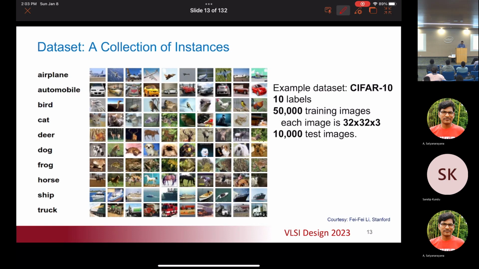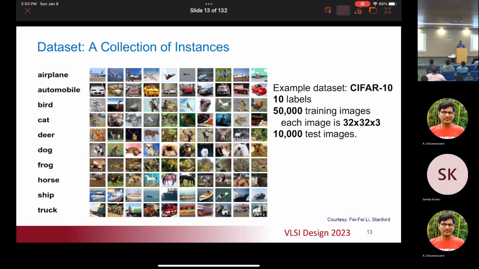Many of the slides I've attributed because I've taken them from various sources. Most of them come from Stanford, where a lot of the early work was done, and from other sources as well, and they are acknowledged at the bottom. So here is a very popular data set for students to use.